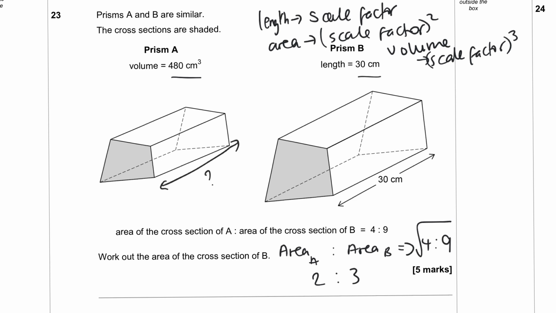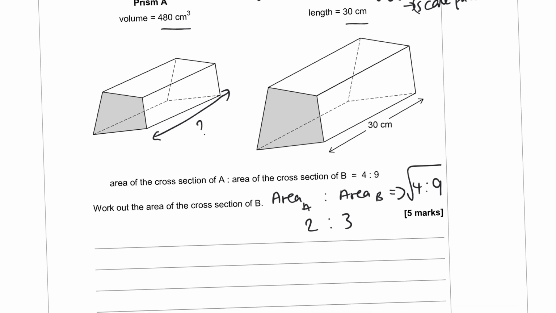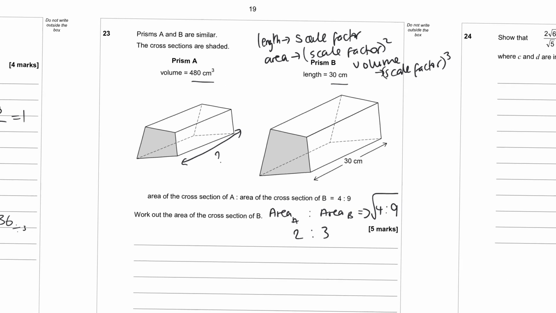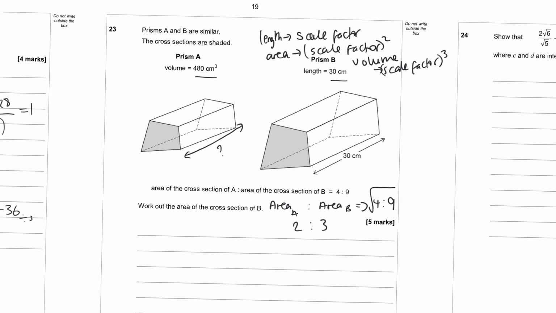to work out the length of A, if we know the scale factor for the lengths of A and B, if I zoom out, there we go. So if I knew that the length of B is 30, then the length of A would be 20. So that would be 20 centimeters.